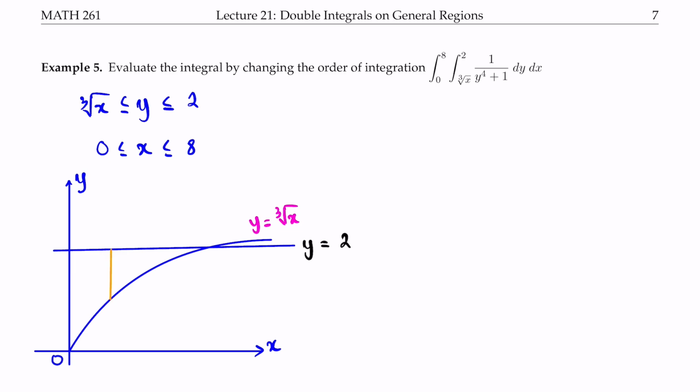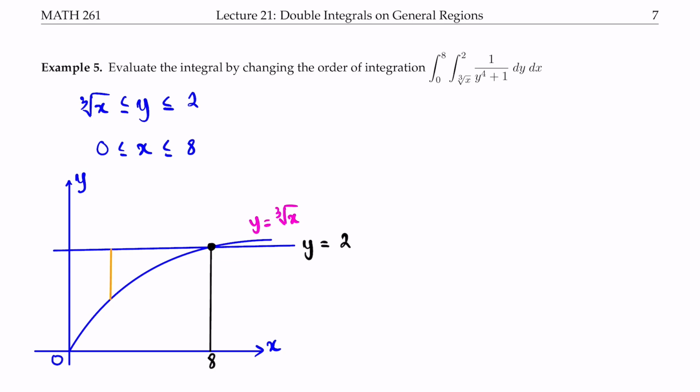The lower end touches the function y equals the cube root of x, and the upper end touches the function y equals 2. If you move this vertical line left and right across the region of consideration, the lowest point it can get to is 0, and the highest point it can get to is this intersection point. In this case, it is going to be equal to 8.